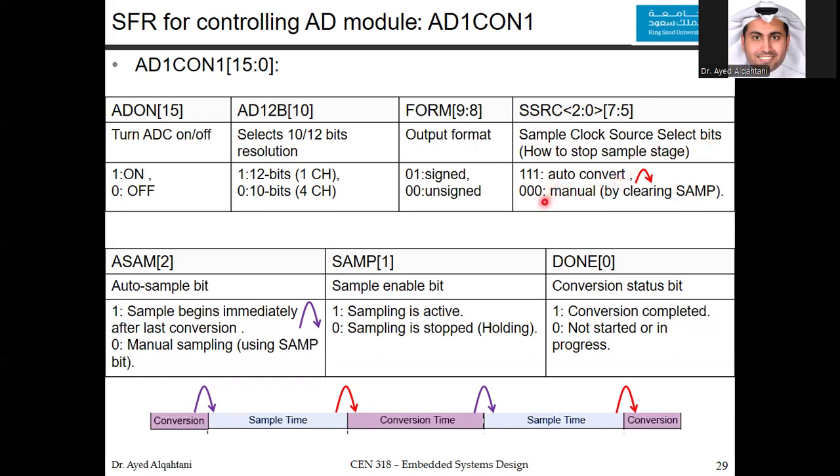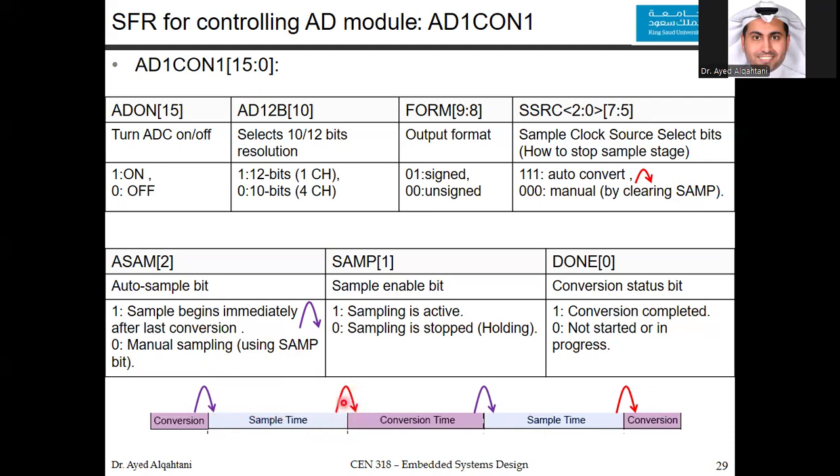And if it is 000, it's actually manual. This is supposed to be 000 if you use manual. If you use 111, then you use auto convert, which is the red arrow. Auto convert is like the idea of the auto sample. Once you finish the sample time, you automatically move to the conversion time. And that's actually the obvious choice.